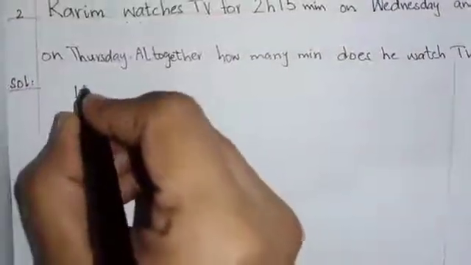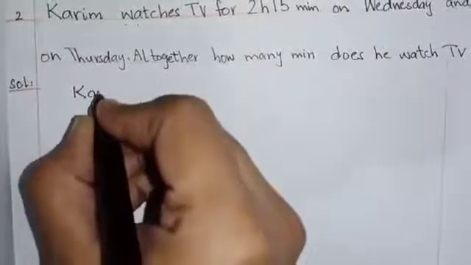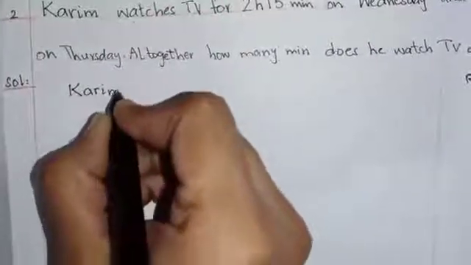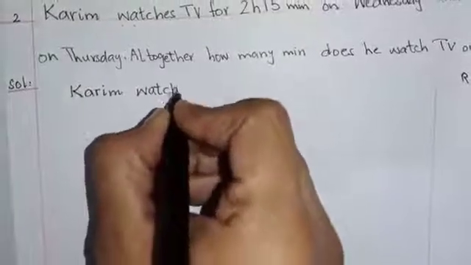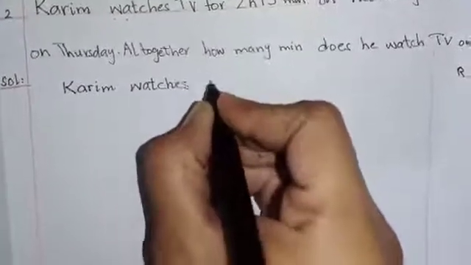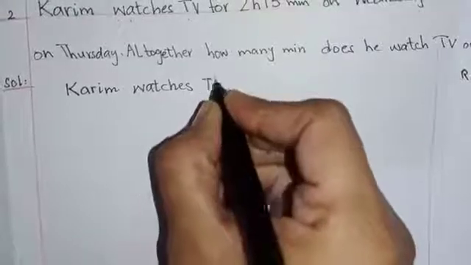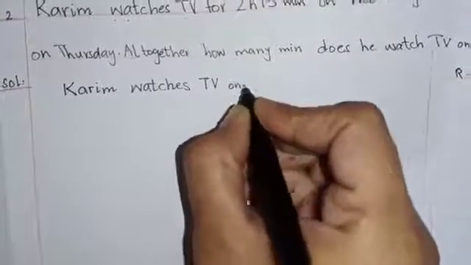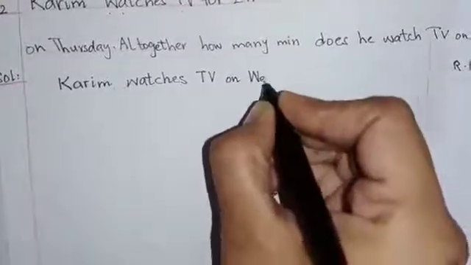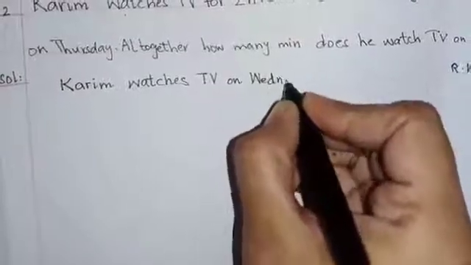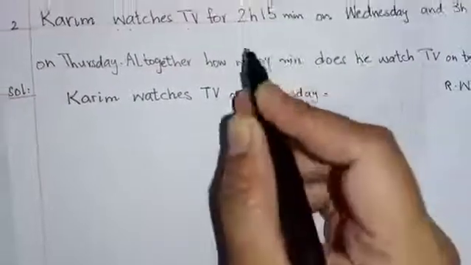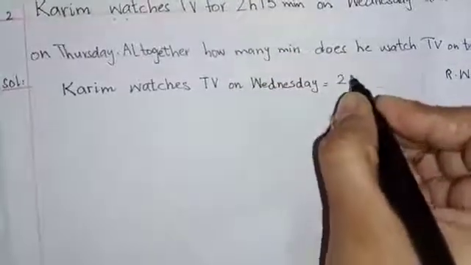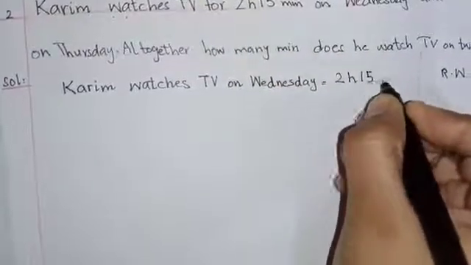Now we write here solution, it is Kareem watches TV on Wednesday, which is 2 hours and 15 minutes. It's 2 hours and 15 minutes.